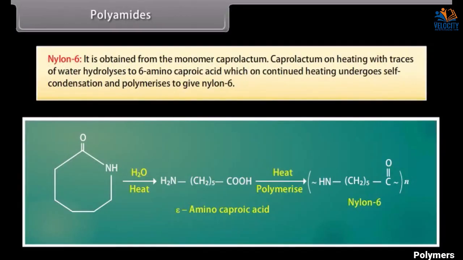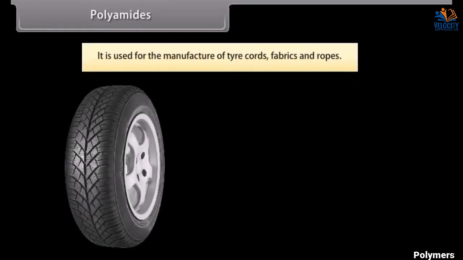Nylon 6. It is obtained from the monomer caprolactam. Caprolactam on heating with traces of water hydrolyzes to 6-amino-caproic acid, which on continued heating undergoes self-condensation and polymerizes to give nylon 6. It is used for the manufacture of tire cords, fabrics, and ropes.